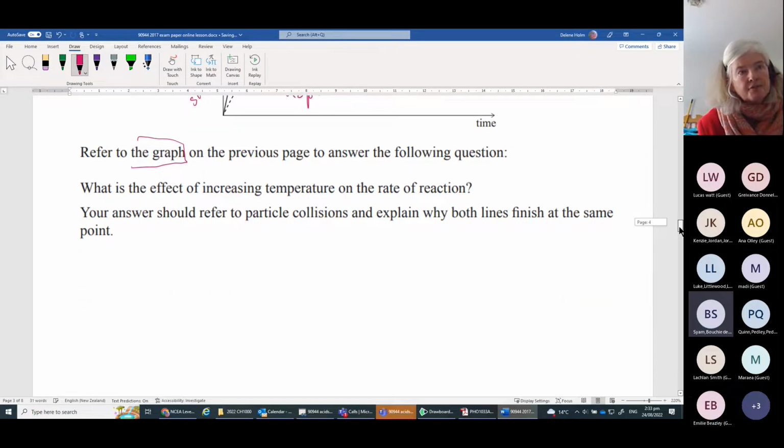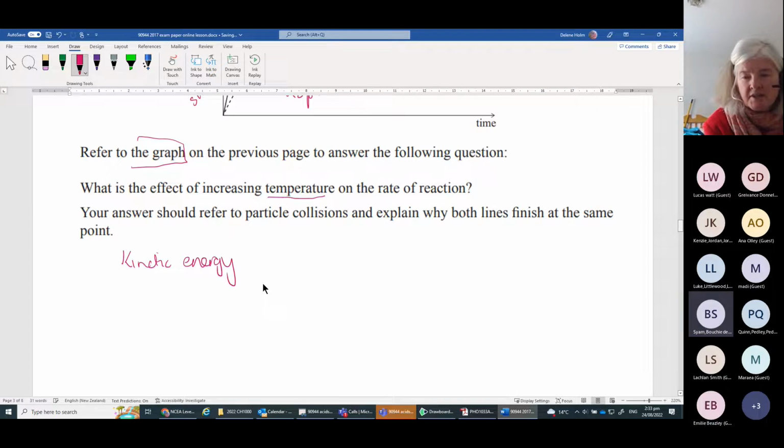The second one is when you've got temperature, you must talk about the 2 points. And with temperature, the key word here is kinetic energy.